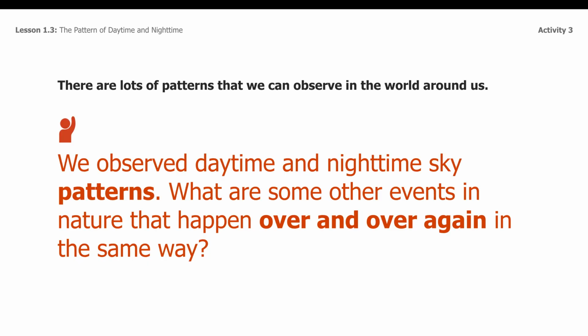There are lots of patterns that we can observe in the world around us. So after I read this question, take a moment to pause and discuss with somebody you're watching the video with, or if you're watching it on your own, just think about how you would answer this question. So we observe daytime and nighttime sky patterns. What are some other events in nature that happen over and over again in the same way?